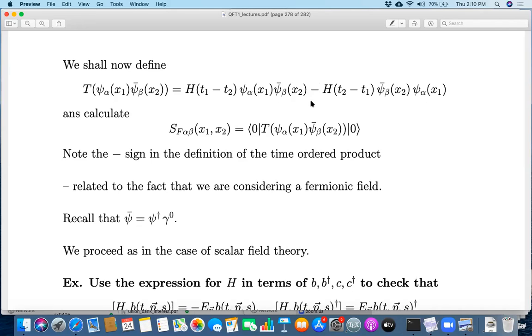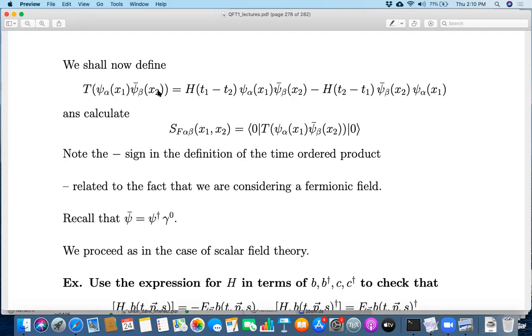Okay, so once you have this definition, our next task will be to calculate the propagator, which I'll denote by S_F alpha beta. This is the analog of the Delta_F(x1, x2) that we calculated for the Klein-Gordon field, or D mu nu that we calculated for the photon. Here we will denote by S_F alpha beta (x1, x2), which is simply the vacuum expectation value of the time ordered product of psi alpha of x1 and psi bar beta of x2.